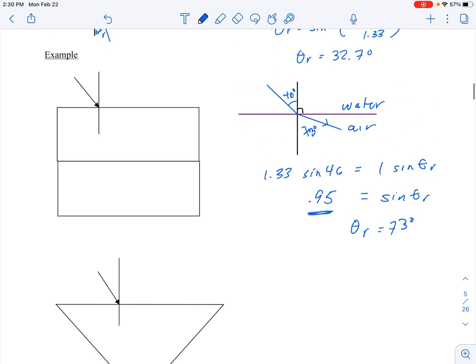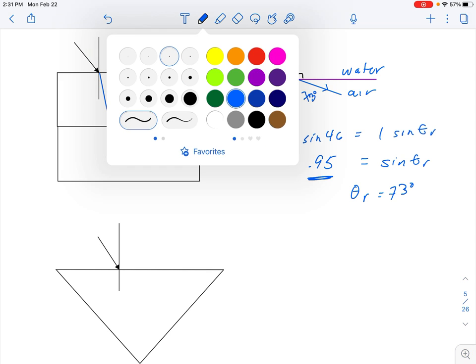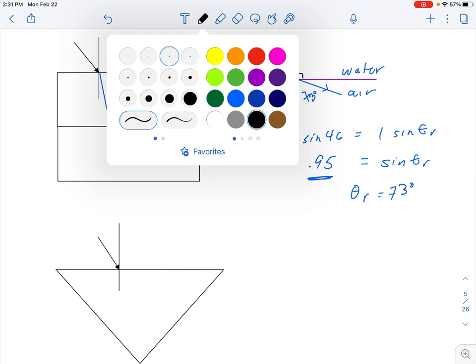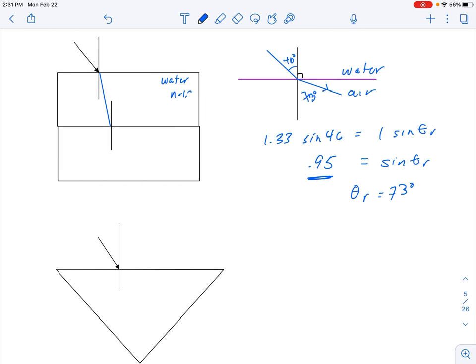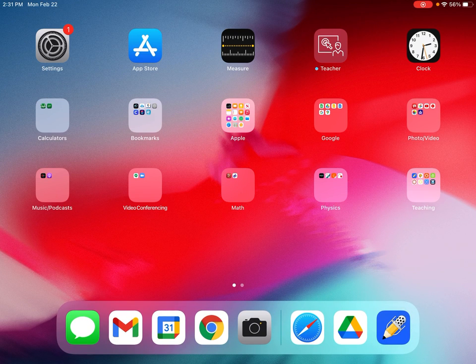Okay, in these next pictures, let's see. So if this is water, let's just kind of test our thinking here. If it's water and it slows down, it's going to bend toward the normal. Okay, and let's say this were glass with an n of 1.52, that's what window glass is. It would bend, oh no.